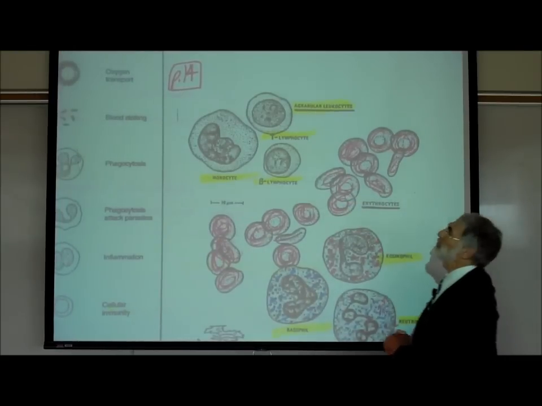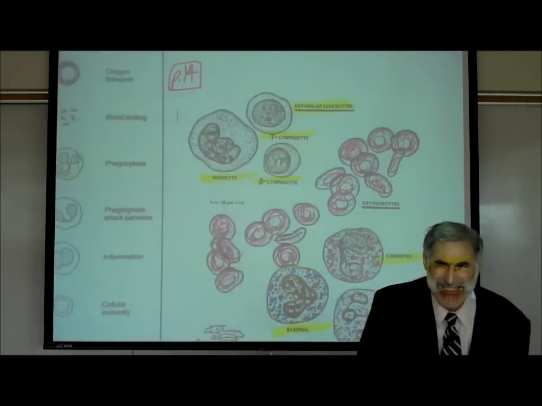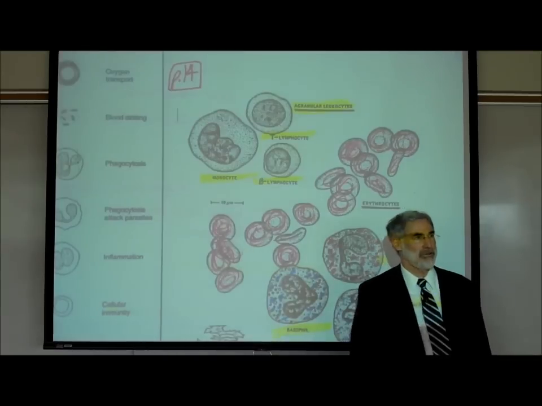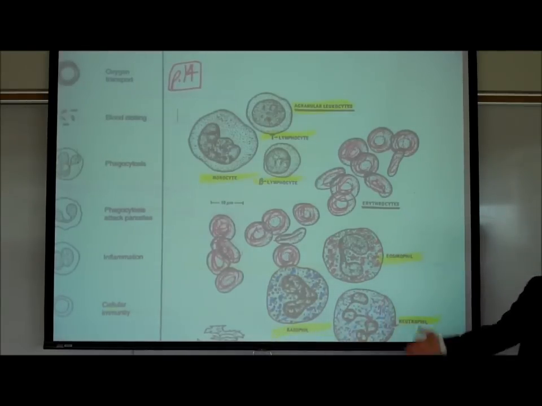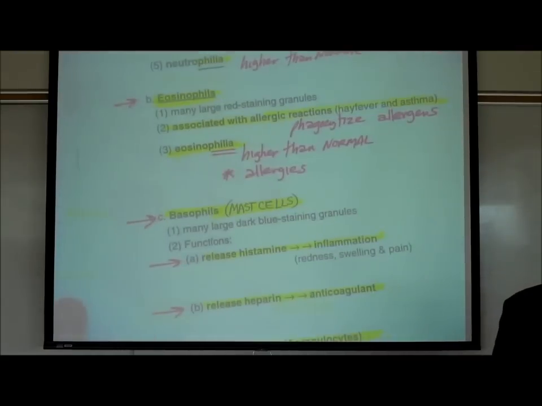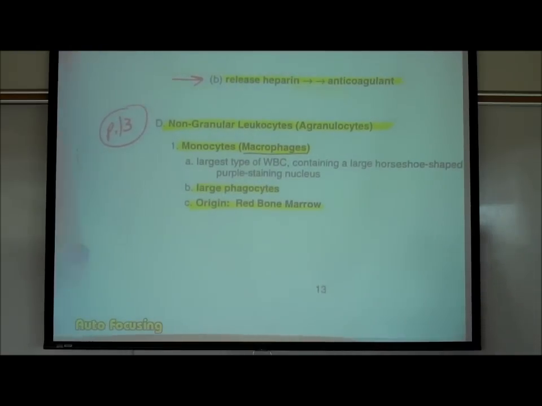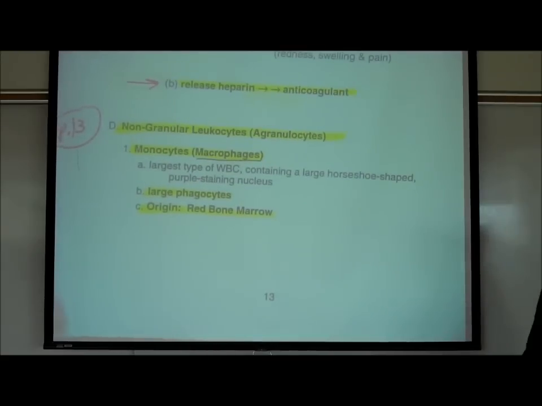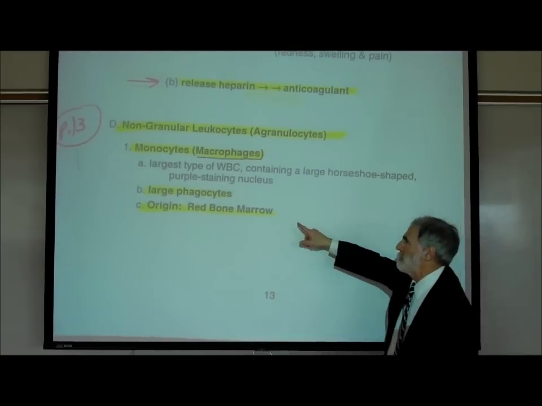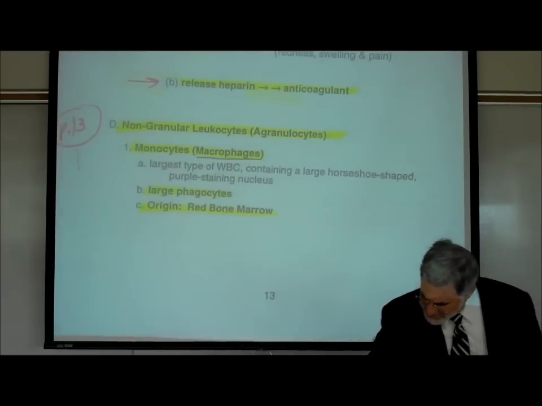Now here it shows two types of lymphocytes. We divide lymphocytes into two major categories, T and B lymphocytes, or T cells and B cells, and then they are further subdivided, as we'll see. Back on page 13, at the bottom, the non-granular leukocytes or agranulocytes include monocytes, which are the macrophages, the largest of the white blood cells. They are produced in our bone marrow. And that takes us, on page 15, to the lymphocytes.